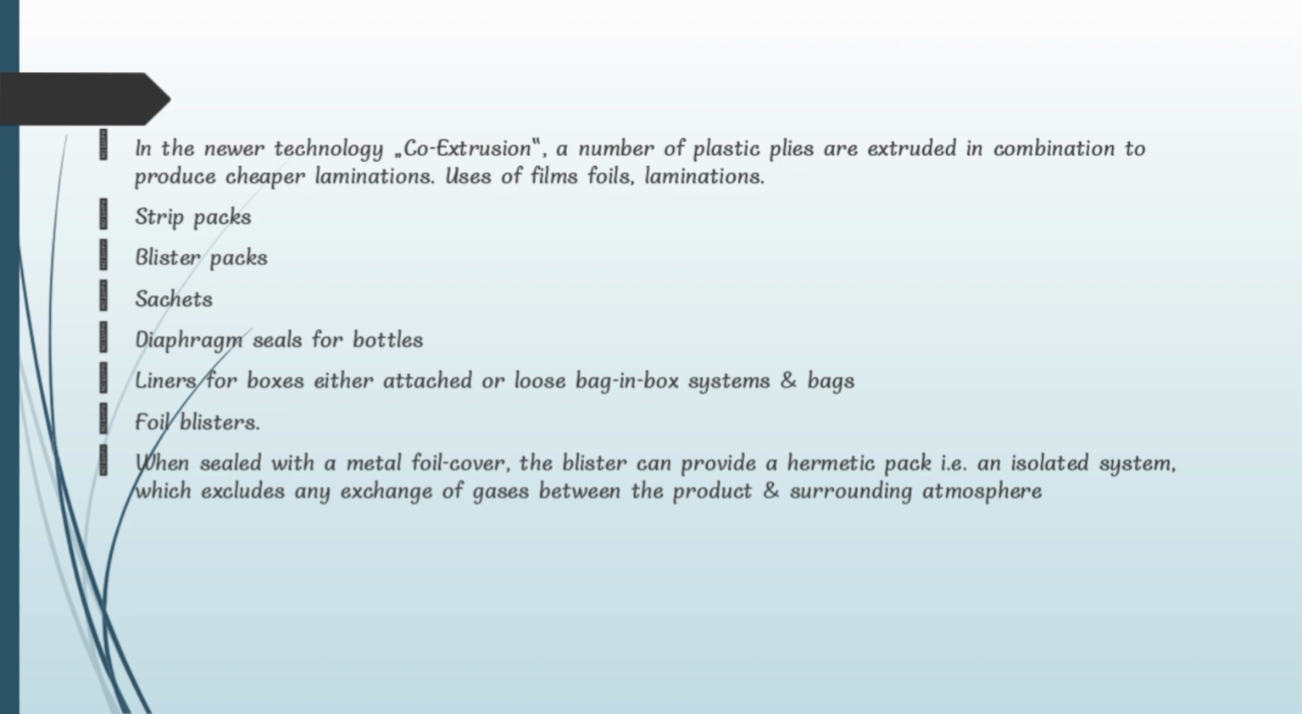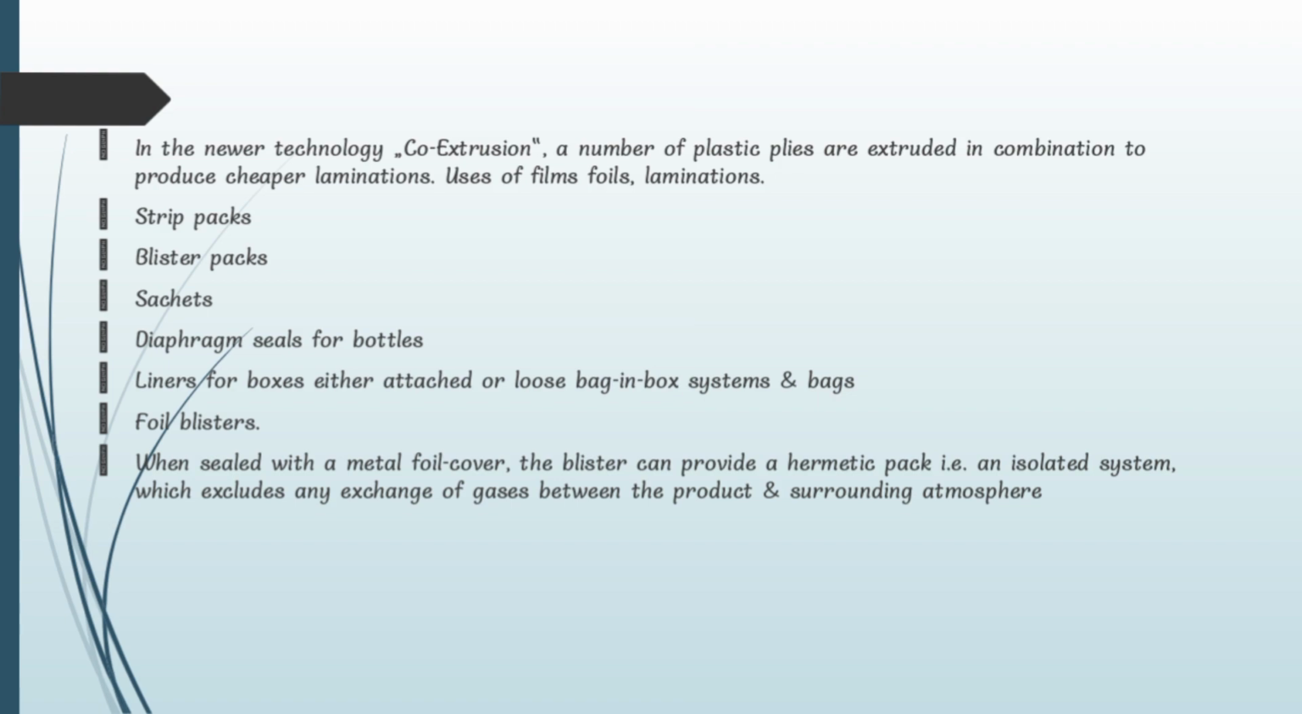In the newer technology, co-extrusion, a number of plastic plies are extruded in combination to produce cheaper laminations. Use of film foils and lamination: strip packs, blister packages and sachets.